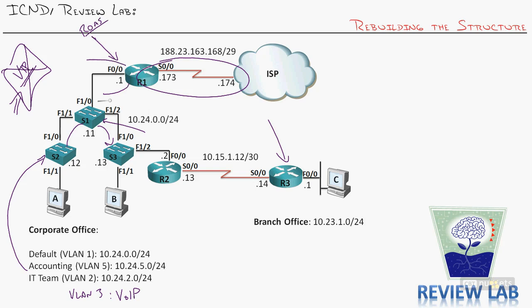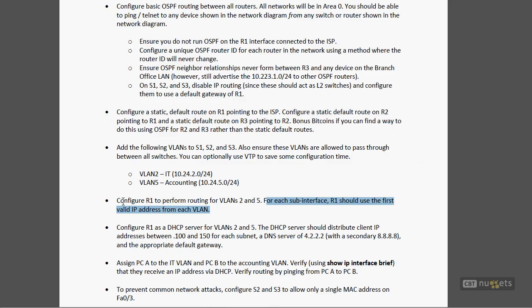This is what we did in ICND 1, so that now these guys, which are going to be assigned to the VLANs, will actually be able to go through that router and communicate with each other. But that's coming up. So let's look at the next couple steps.